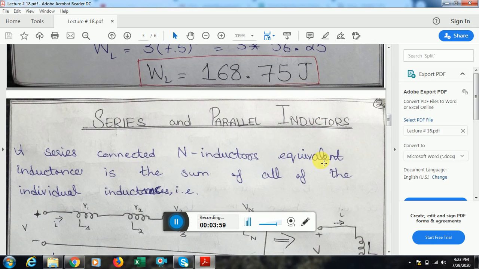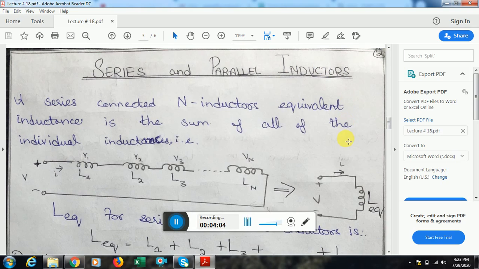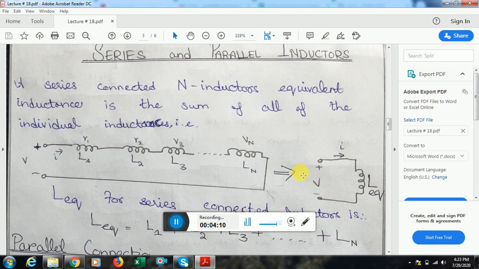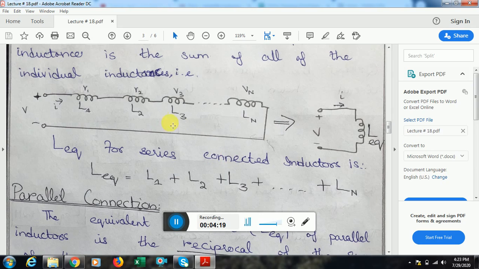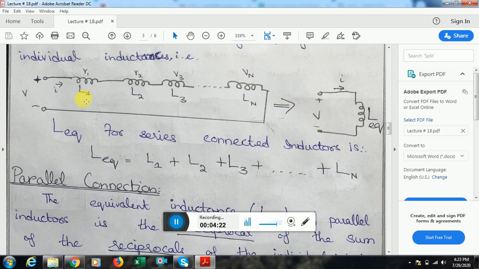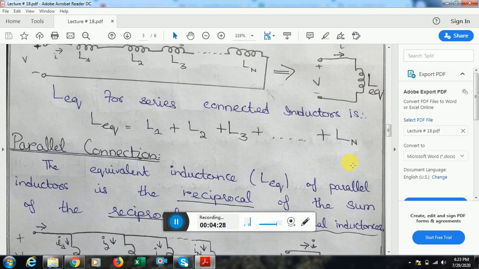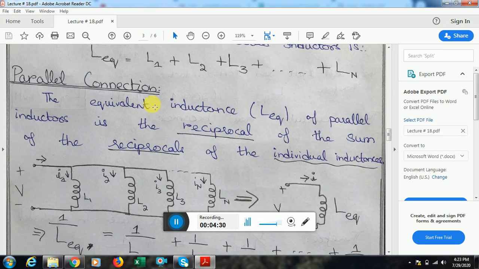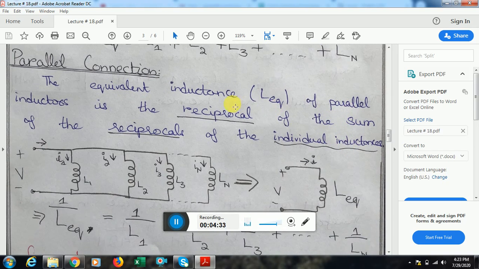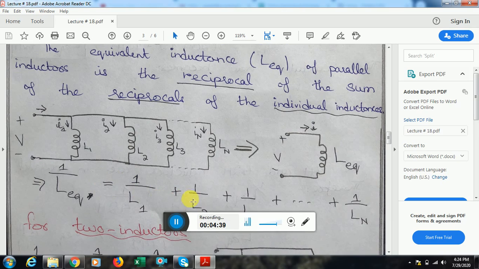Moving on to the next topic, we have series and parallel inductors. The purpose of this topic is to reduce the complexity of a network when we have the inductors in a series combination or in a parallel combination. When we have n number of inductors and we have to find the equivalent inductance in series combination, the equivalent inductance L equivalent would be the sum of all of these inductors. However, when we have the inductors in parallel combination, the equivalent inductance is the reciprocal of the sum of the reciprocals of each of the individual inductors.